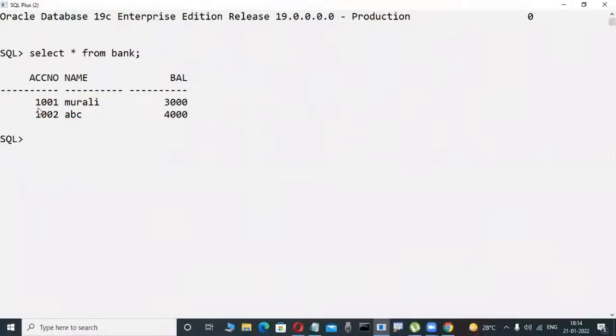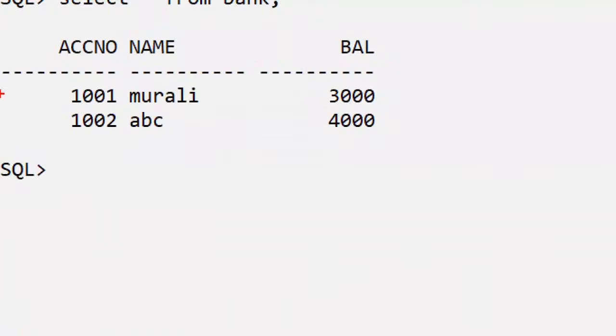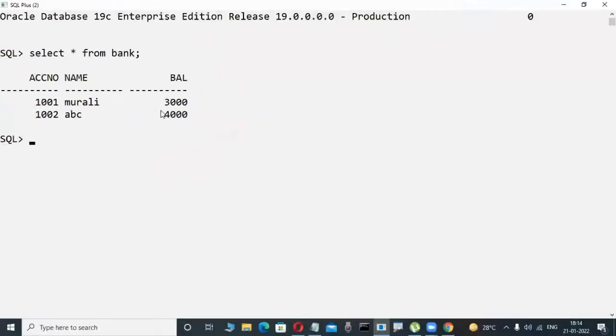Suppose this data, observe for 1 minute only. 1001 is an account number. My name is Murali, I'm an account holder. My balance is how much? 3000. My balance is 3000, for example. Now check out the scenario. Slowly observe it here.